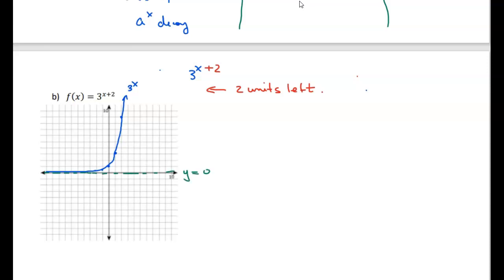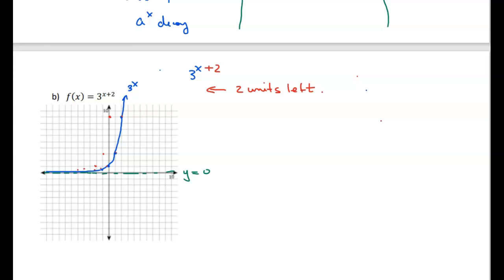All right, so the transformation, the plus 2, is going to move it to the left. So there's no up and down shift, so the horizontal asymptote stays the same. But basically all my points are going to move 2 units to the left. So this one here at 2, 9 is going to move to 0, 9. At 1, 3 is going to move to negative 1, 3. At 0, 1 is going to move to negative 2, 1. This one moves 2 units. This one moves 2 units.